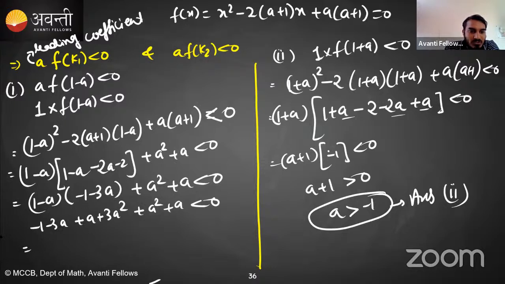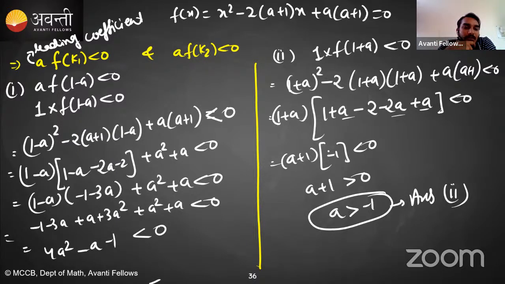Minus 1 minus 3a plus a plus 3a square plus a square. So what is the overall coefficient of a square? 4a square. What is this? Minus 3a plus a minus a minus 1 less than 0. Clear? Less than 0. Clear? Is this clear? Again 2a minus 1. Yes, minus 1. So अब तो निकाल लोगे ना? अब तो आसान हो गया क्वेश्चन, राइट?